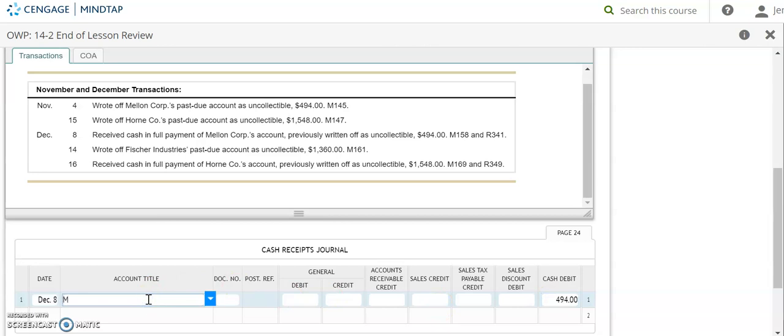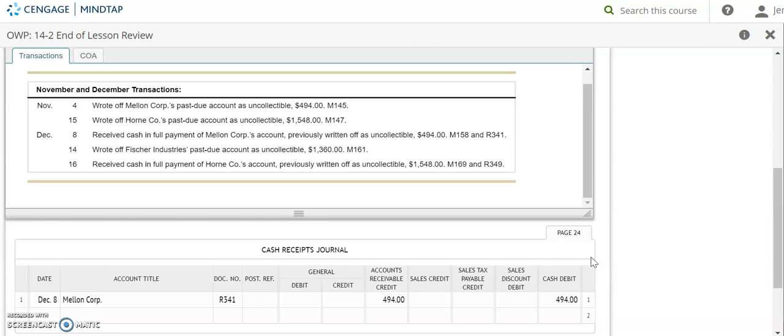I received it from Mellon Corporation. My document number that I'm going to use here is the receipt 341. And then that credit, make sure that you don't put it into the general credit because this Mellon Corporation is an accounts receivable. So it's going to go into that accounts receivable credit column. So 494. Okay, so now we're done with December 8th.